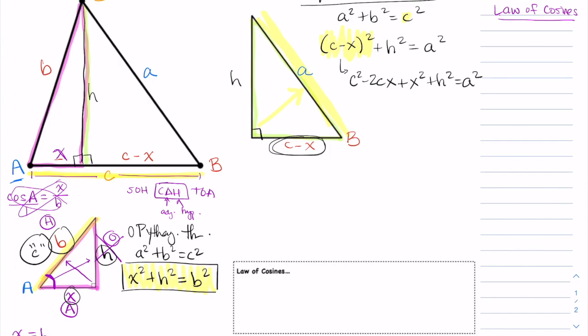Right now we're in a little bit of a pickle because we have x and we have h. Now there is some good news though. If I rearrange this, I'm going to change the order a bit. I'm going to call this x squared plus h squared plus c squared minus 2cx equals a squared.